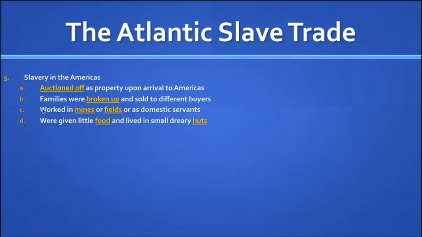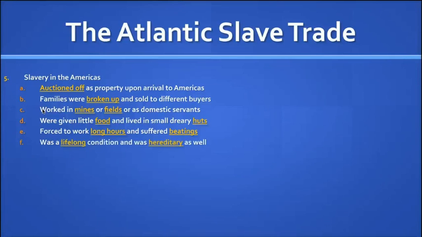There were very few slave owners that cared for their slaves. There are stories of the ones that did, that took a little bit better care of their slaves, but they're certainly in the minority. You were forced to work long hours and suffered beatings. Certainly, if you didn't work the way your slave master wanted you to, didn't work hard enough or long enough, or if you even tried to escape or anything else, you would be beaten and whipped, and that would be made very, very public, so all the other slaves would see it and think twice about doing the same thing.